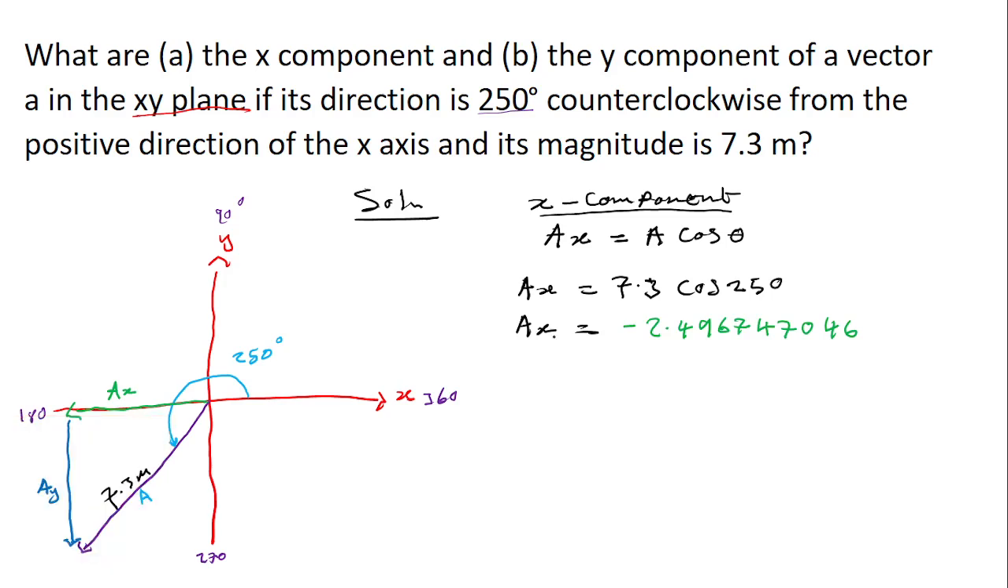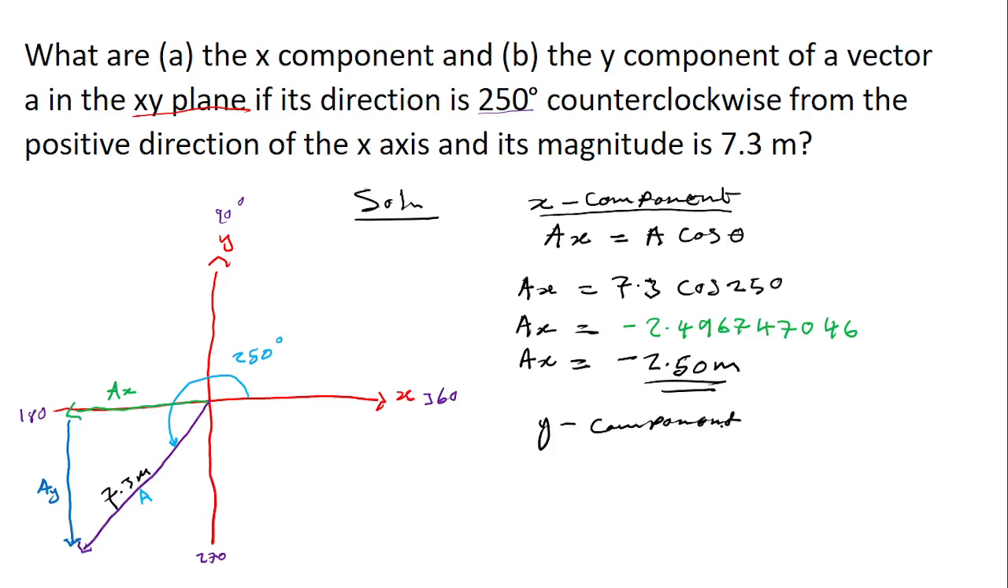So in short, we are just going to say ax is simply equal to negative 2.50, because when you round off there, you are going to understand that this will be a 10 and then it will be a 5. So that's the x component. Then we can look for the y component.